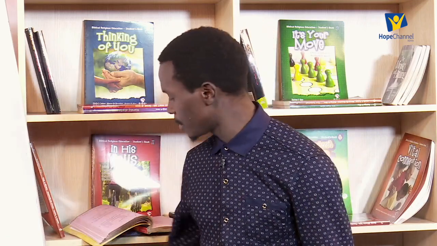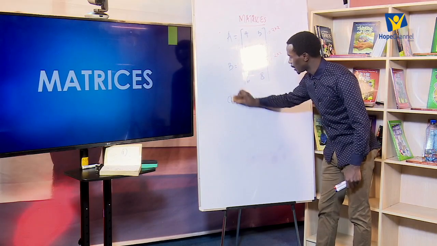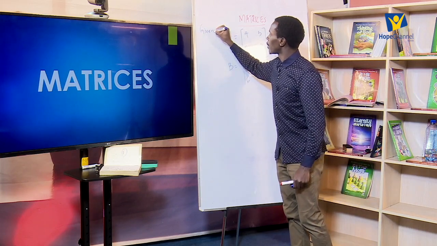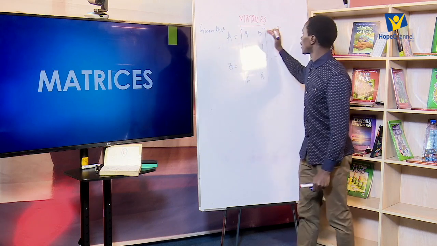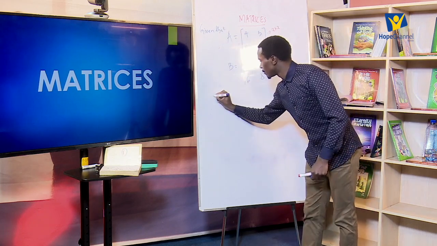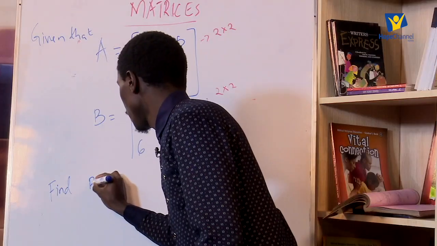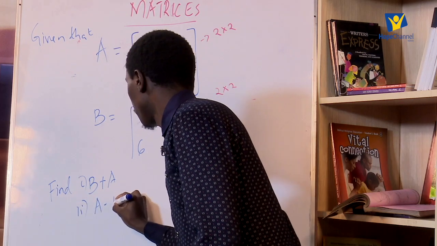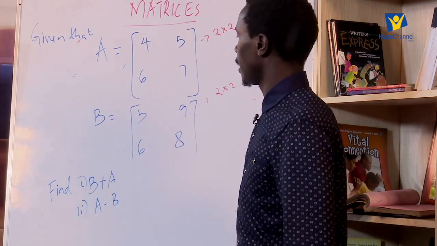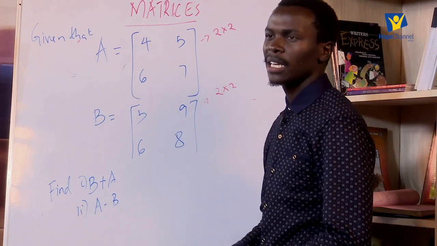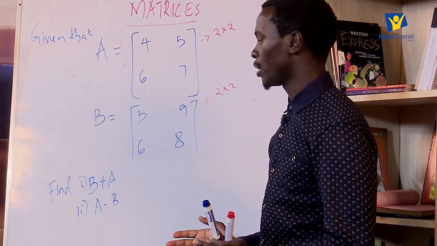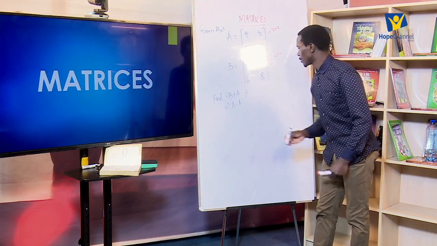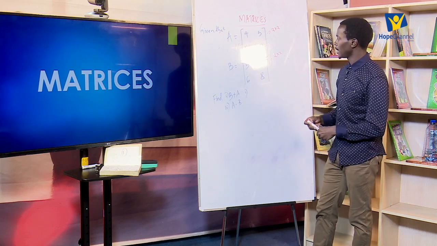Now let's try doing this one here so that you can see what we get. Let's say, for example, you are given that A is that, B is this. Now find B plus A, that is Roman 1, and Roman 2 we have A minus B. So what you're going to do is basically just like we work on operations. Arrange them in such a way that you're adding them. So in Roman 1, we are adding B to A.